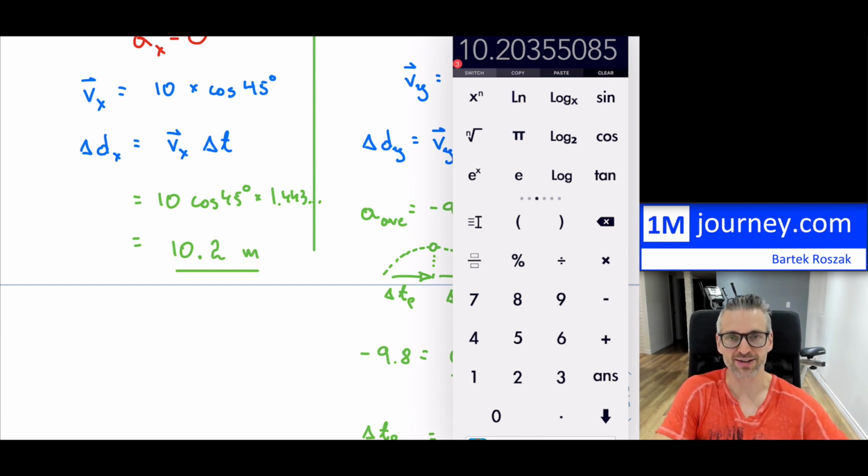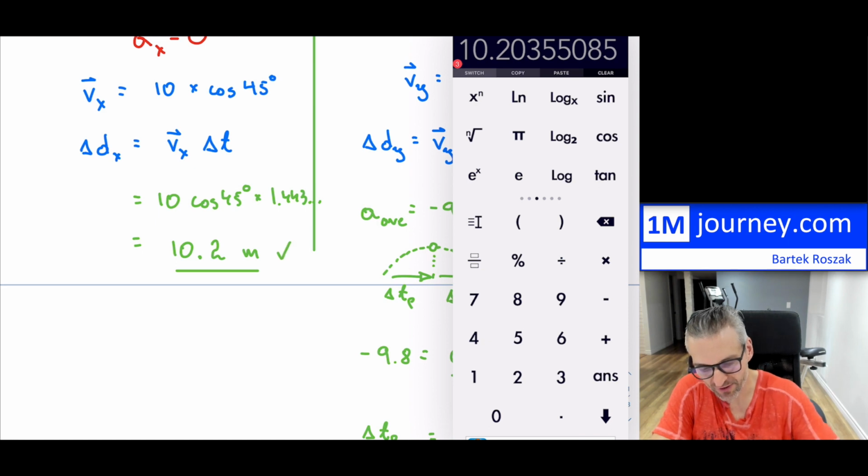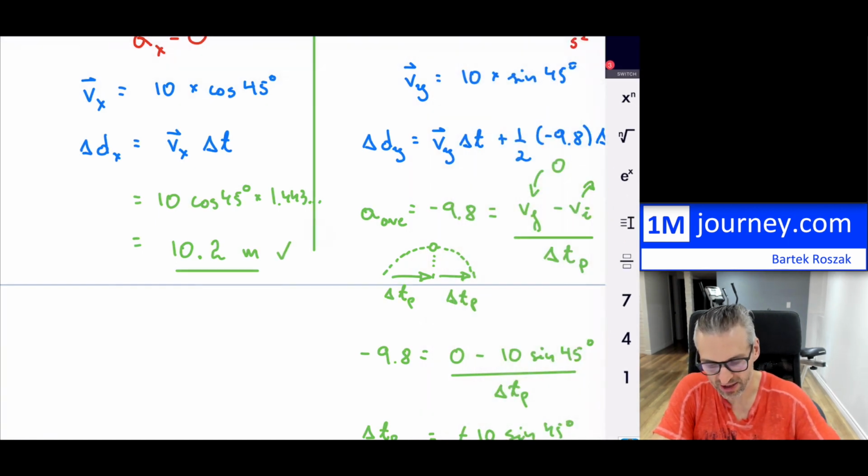So maybe let's imagine it's a miniature cannon, instead of an enormous cannon, which are definitely shot at much faster speeds than just 10 meters per second. So that's what you would have, assuming that there was no resistance.